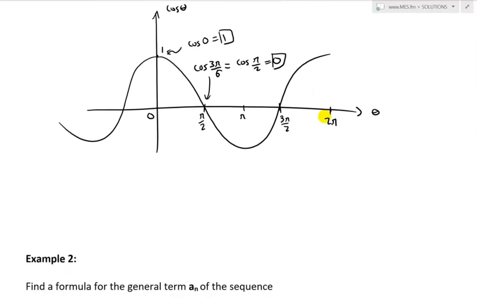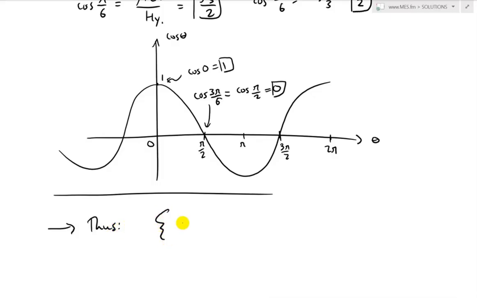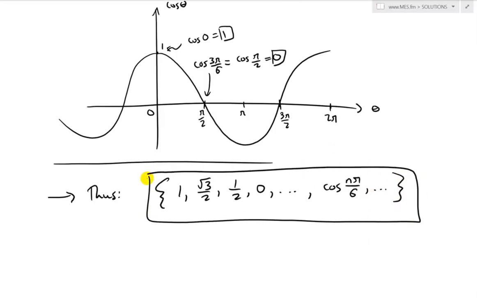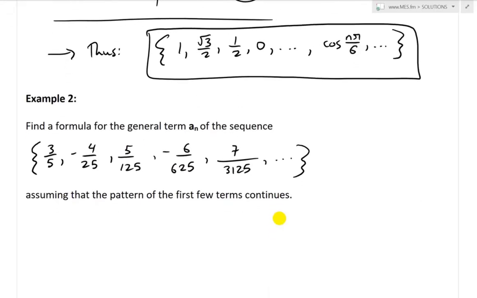Like that. So putting this all together, we have, thus, putting the terms together, 1, square root 3 over 2, 1 over 2, and then 0, and then dot, dot, dot, all the way until cosine n pi over 6, and dot, dot, dot, and it keeps going on like that. And I'll just circle this answer like that. So there it is. And now let's look at another example, example 2.